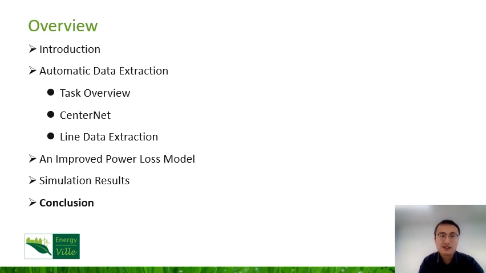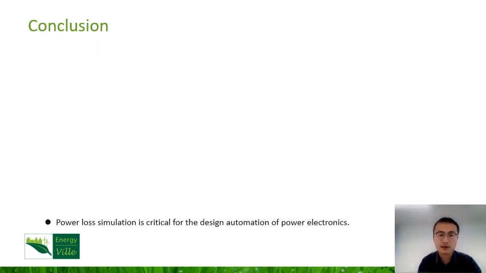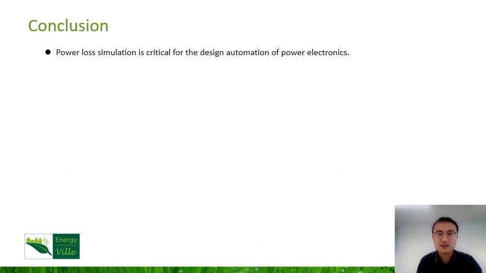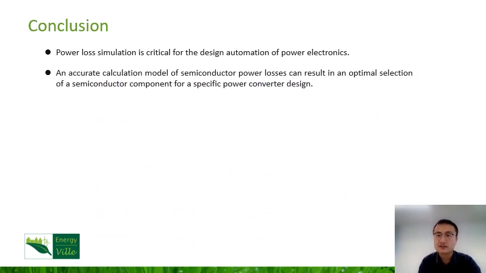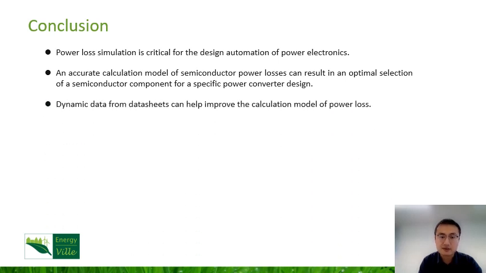Finally, the last part is the conclusion. Power loss simulation is critical for design automation of power electronics, and they usually have unavoidable power losses, especially at high frequencies. As a result, an accurate calculation model of semiconductor power losses can result in the optimal selection of specific components for a specific power converter design. By acquiring dynamic data from datasheets, it can help improve the calculation model of power loss.